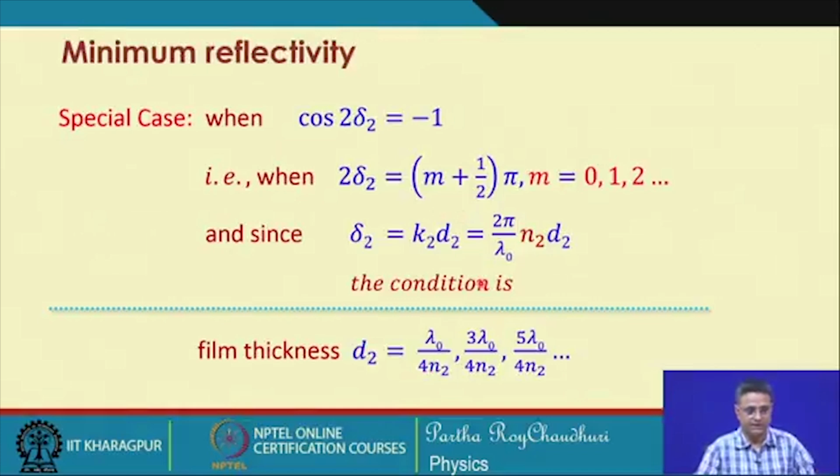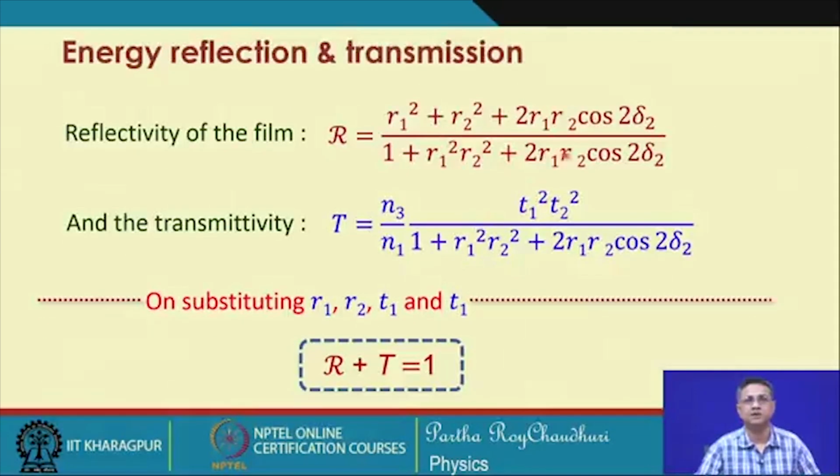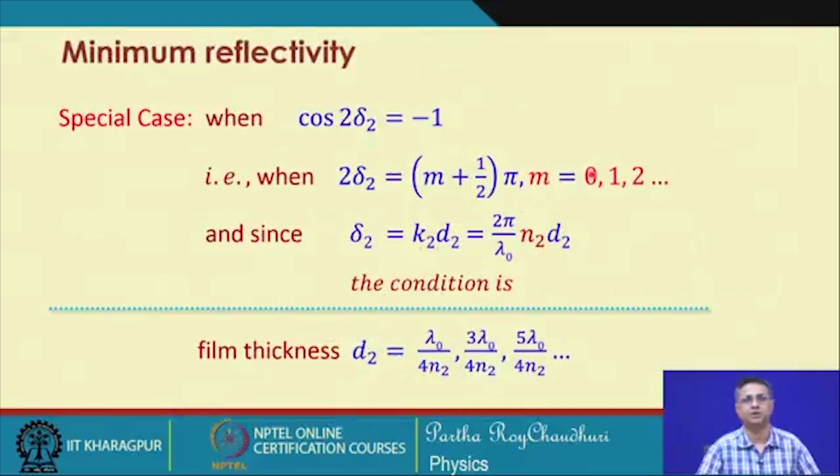Now, we will look at the condition for minimum reflectivity. If I consider this expression, this quantity will be minimum when cosine 2 delta 2 will be equal to minus 1, because in that case I will get an expression mod square of r1 minus r2, and in the denominator I will get mod square of 1 minus r1 r2, because this quantity will become minus twice r1 r2. Here also it will become minus twice r1 r2.